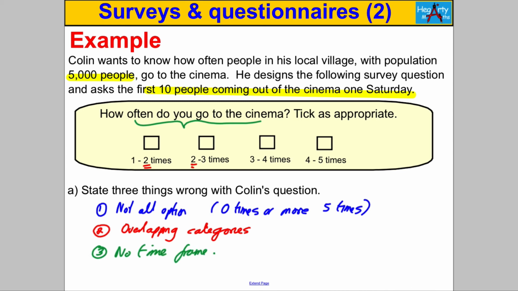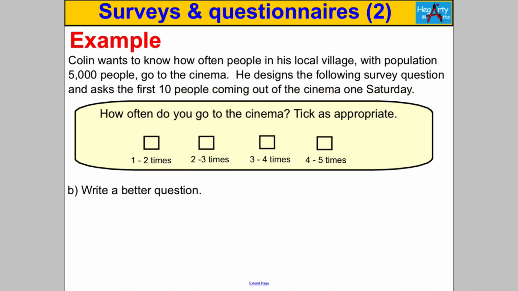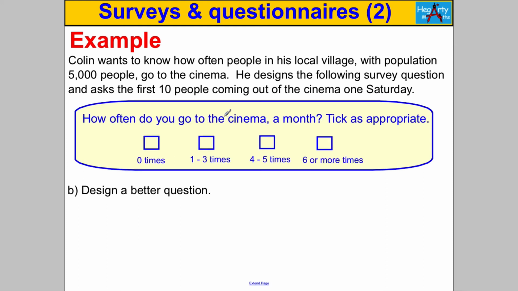Okay, so obviously the next question is write a better one. So pause the video and double check you can do that. So here's an example of a better one. I've given a time frame here. I've said a month. I've given all options, an option for 0, an option for 6 or more, and the categories aren't overlapping. 1 to 3, 4 to 5, 6 or more. So there's an example of a better one.